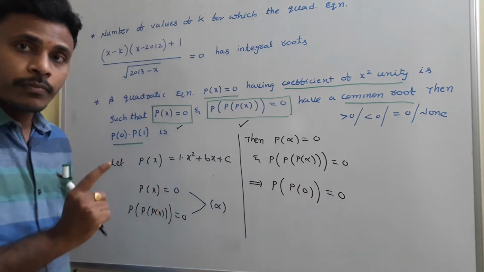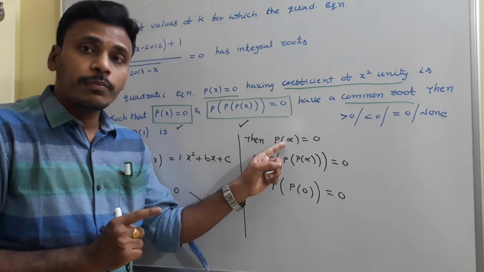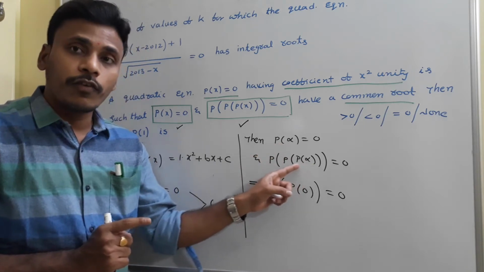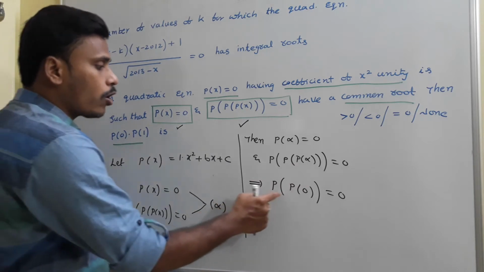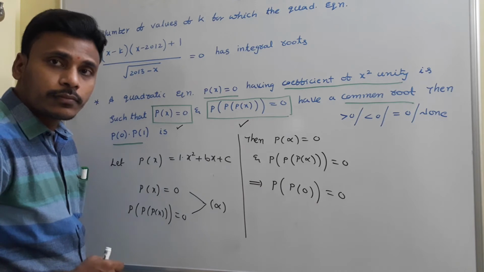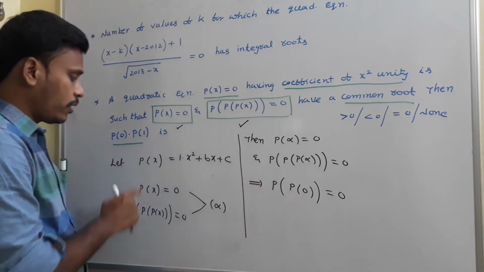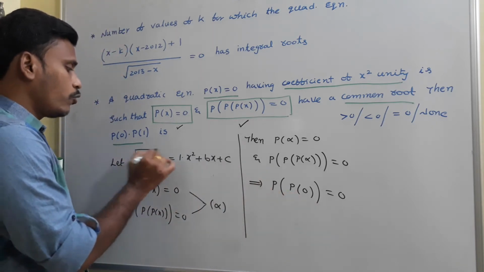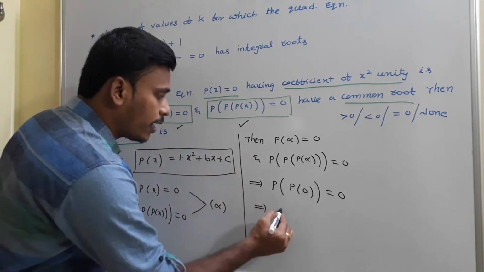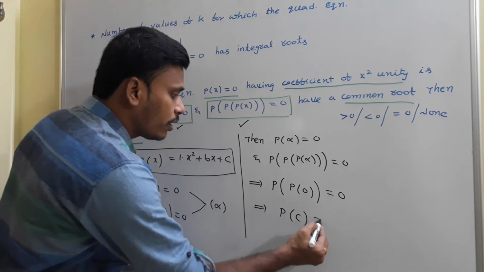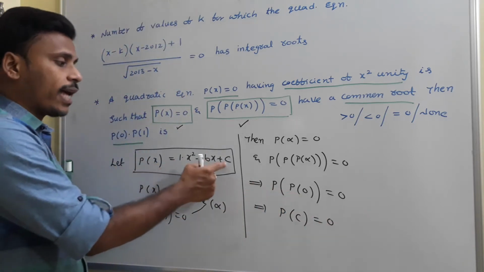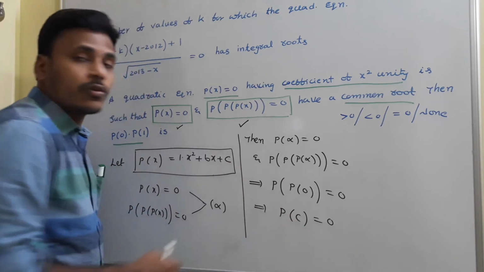Is it clear? Okay, from the first one, p(alpha) is 0. So use it in the second one. Replace this p(alpha) with 0. And now q(0) is equal to 0. What do you say about q(0)? See, q(0) means, since it is q(x), you just replace x with 0, you will get c. So that indicates that p(c) = 0, since we are replacing q(0) as c.